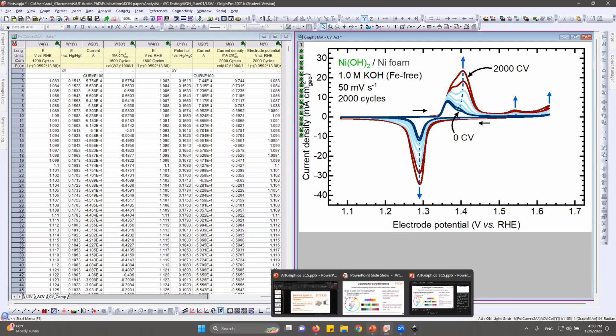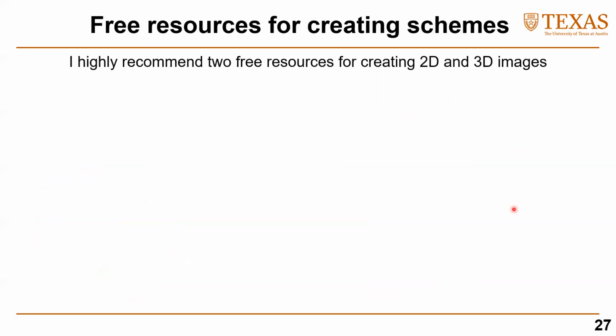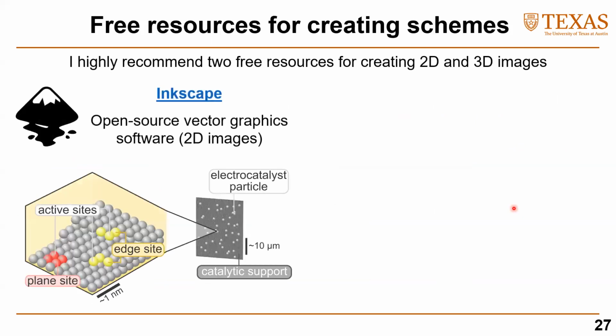All right, so moving on, I just want to show a couple of things for creating schemes. You can use Inkscape. As I told you, Inkscape is a tool that's free and open source. You can use it for creating 2D images. If you want to create 3D looking images, you need to play with shadows and things like that, but it's extremely powerful. So I really recommend using Inkscape.